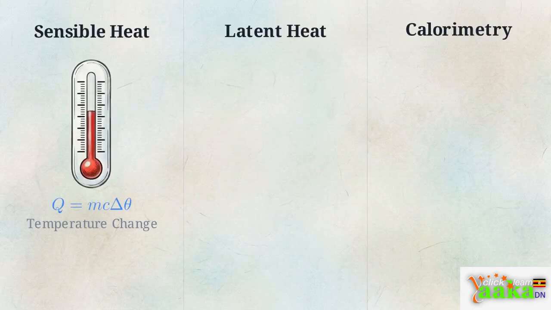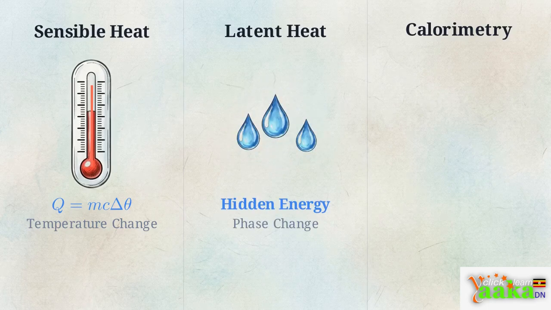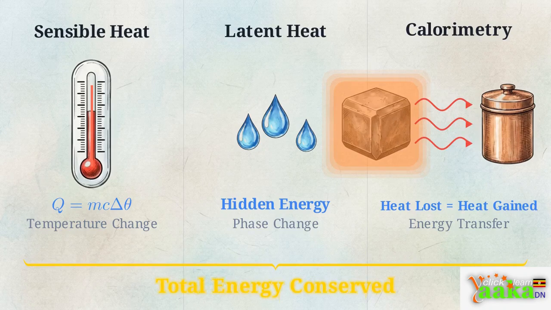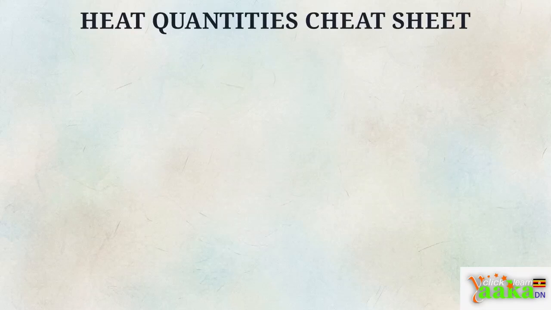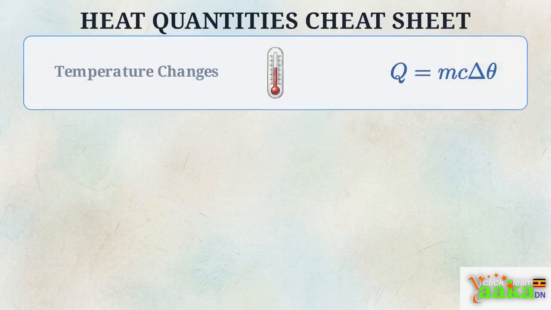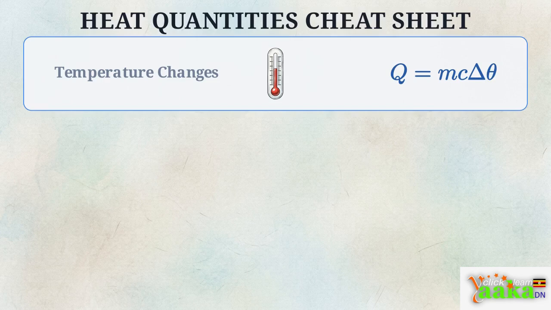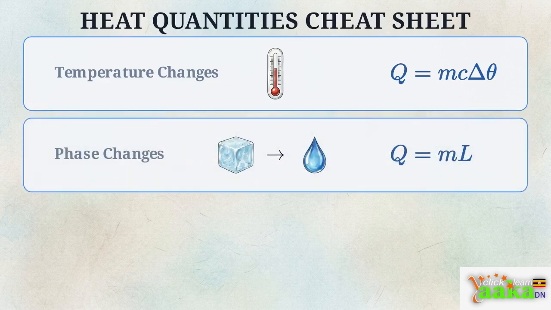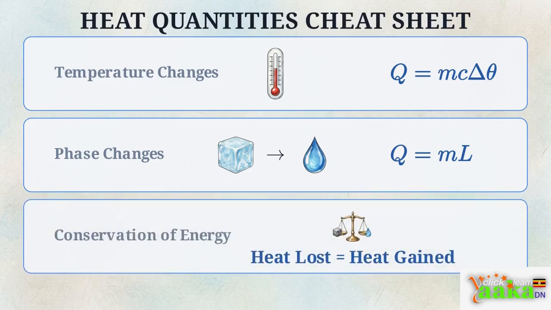Whether thermal energy is raising a material's temperature, breaking molecular bonds during a phase change, or transferring between objects, the total amount of energy in a closed system is always conserved. This final cheat sheet summarizes the three primary tools for calculating heat quantities. Use Q equals mc change in theta for temperature changes, use Q equals ml for latent heat during phase changes, and remember that heat lost always equals heat gained.